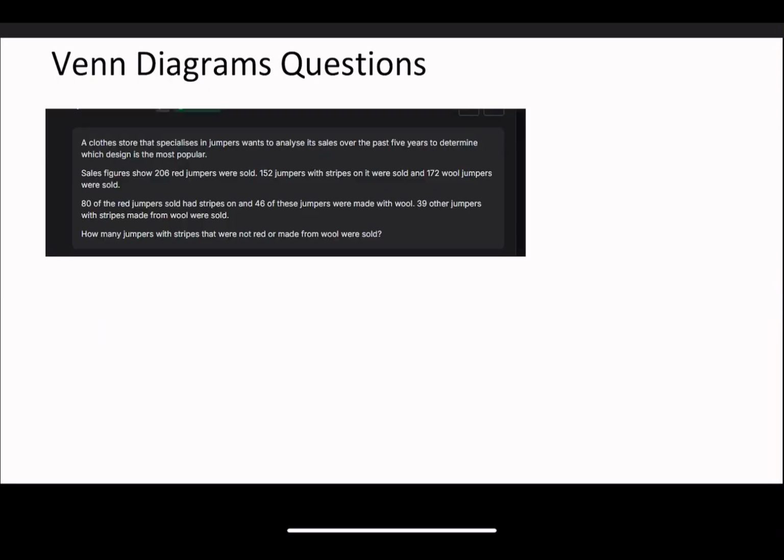Okay, so last question. This one is tricky because I probably wouldn't advise using a Venn diagram for it. It looks like a Venn diagram question, but it probably wouldn't work out very well if you did. This one you can use more of a stick diagram, if anything. So a clothes store that specializes in jumpers wants to analyze its sales over the past 5 years to determine which design is the most popular.